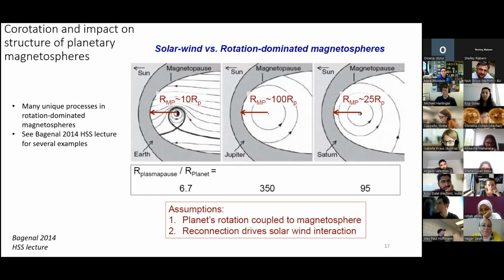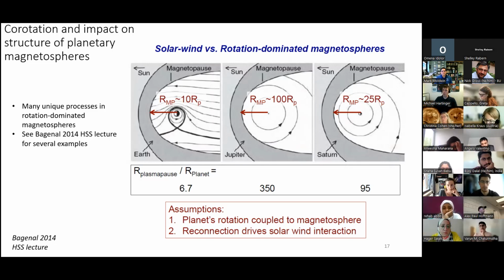But bottom line, there's large-scale circulation, and it can be driven by a couple of different processes. At Earth, you care about the convection electric field and co-rotation, depending on where you are, and at Saturn and Jupiter, it's all co-rotation. And so let me check the chat real quick.